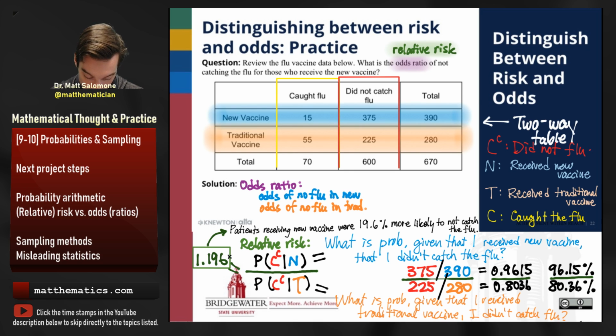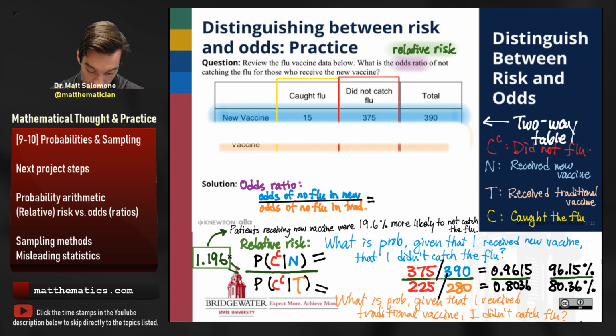Right? And when I divide those two things, I'm going to get a ratio that we call, unsurprisingly, the odds ratio. And so the only difference here is in how we compute each of those two figures. Let's think about how to compute the odds among the new vaccine patients of not getting the flu. Again, this is a conditional odds. We don't care about the traditional vaccine recipients for the moment. We just care about those who receive the new vaccine.